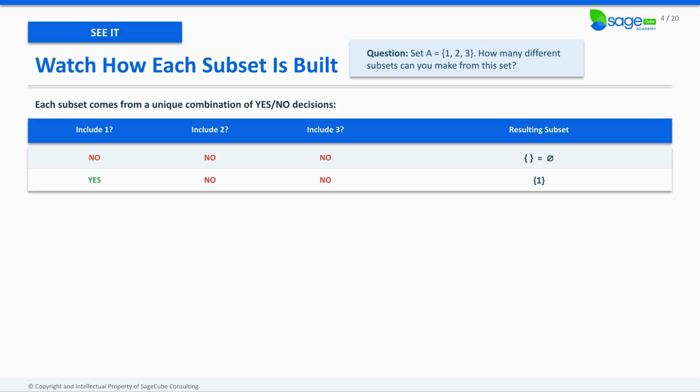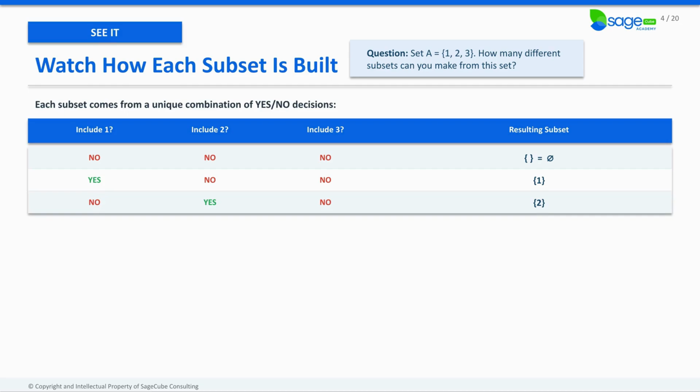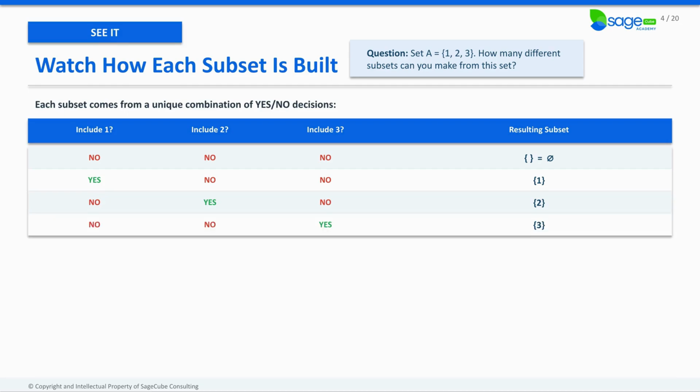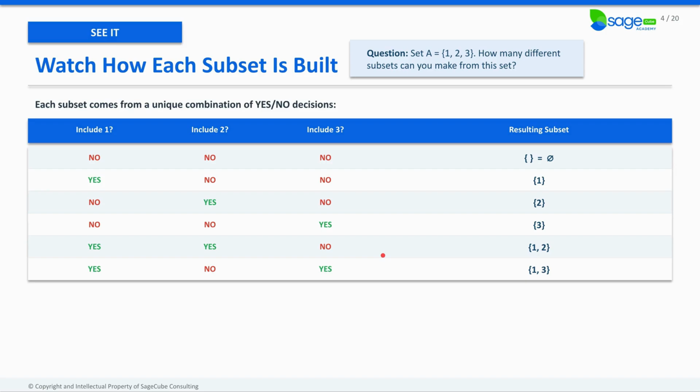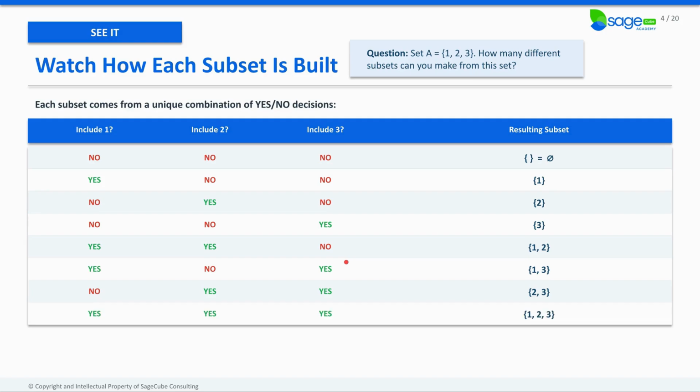Next one. Do I include 1? Yes. Do I include 2? Yes. Do I include 3? Yes. So these are the single elements. Right? The single elements. Then, let's look at a pair. Do I include 1 and 2? Yes. What about 1 and 3? Yes. Then 2 and 3. Yes. Now, do I include the full set?